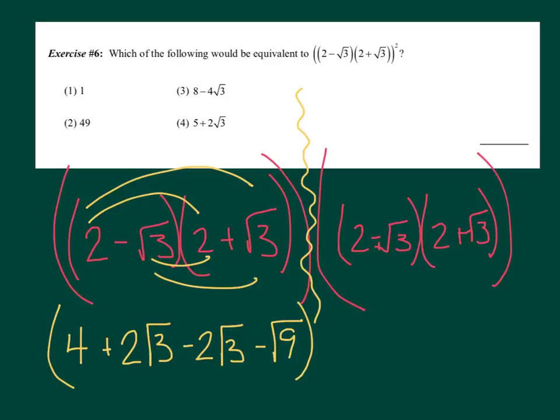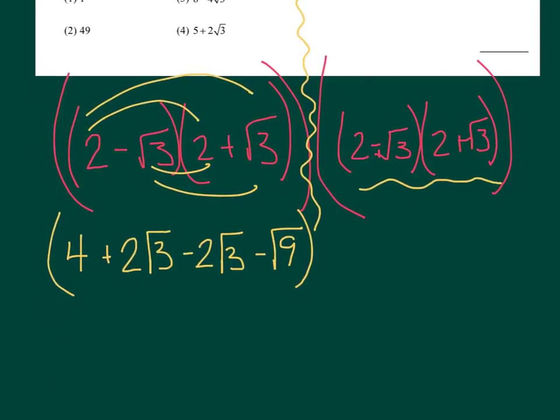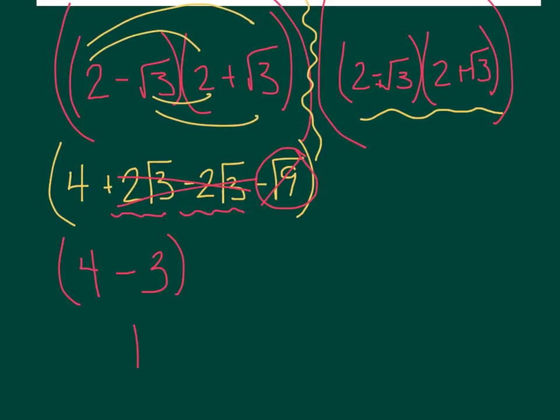Now, I don't have to FOIL this one because I know it's going to be the same thing. I'm going to clean this up, and I'm going to say I get 4, a positive 2 radical 3, and a minus 2 radical 3. Those are conjugates. They just cancel. So 4 minus radical 9, well, wait a minute. I know what radical 9 is. Radical 9 is just 3. All of that really just turned into 4 minus 3, or 1.